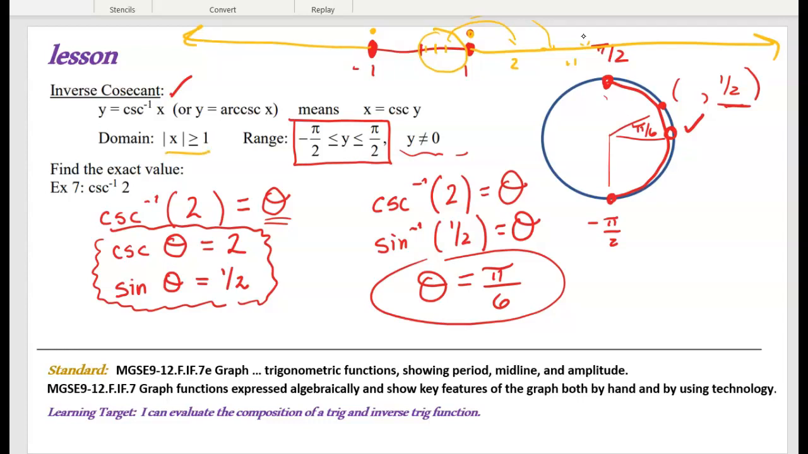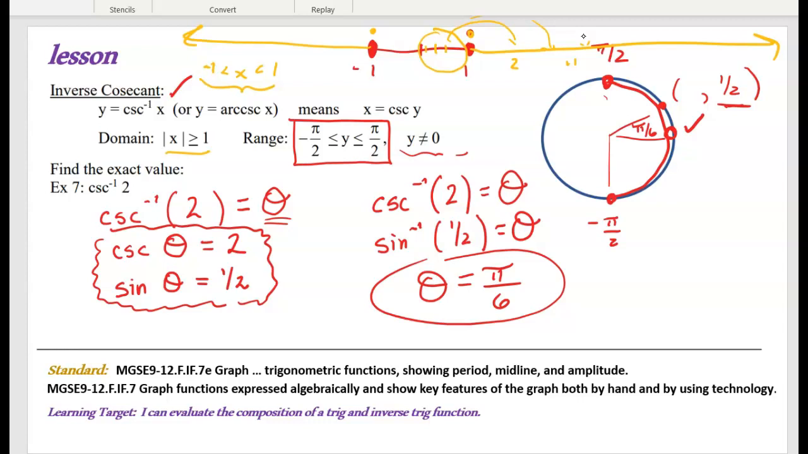So all this means is, if the domain of sine inverse is all numbers between -1 and 1, which we would write like this, x is between -1 and 1, then every other number, all numbers that have an absolute value of x, meaning distance from 0, greater than or equal to 1 from 0, that's all that means.